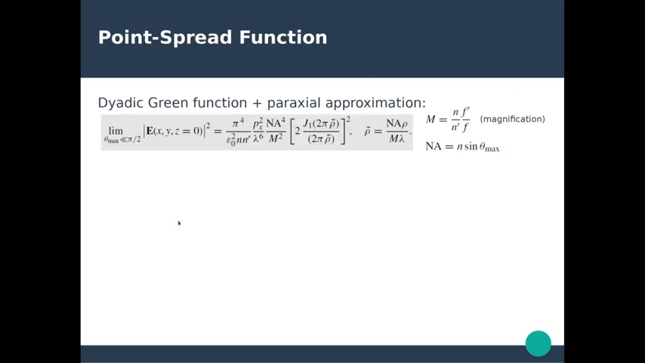You can actually calculate this if you use the dyadic Green function, because you have a point source. You want to calculate the field distribution, the field intensity E squared in the image space, and you can use a paraxial approximation to limit to only small angles. And then this is what you obtain. We're not discussing this extensively. I just want to highlight that this depends on the numerical aperture of the system, the magnification of the system, the wavelength used for the optical excitation, and the refractive indices in the object and image spaces.